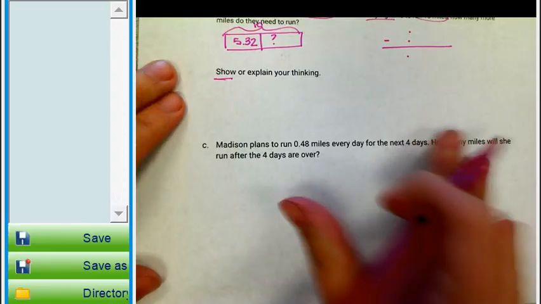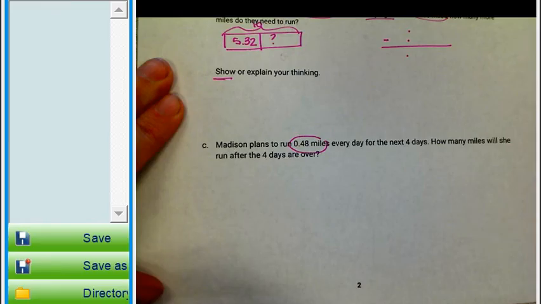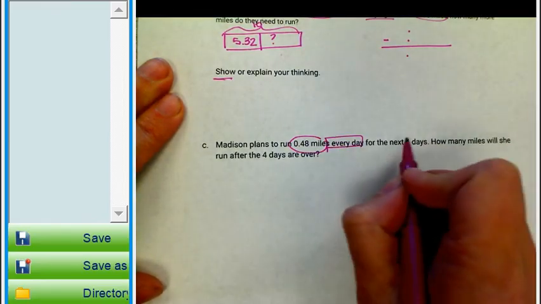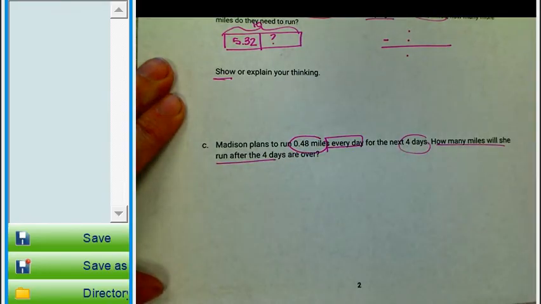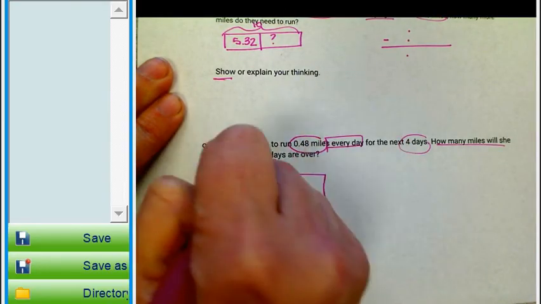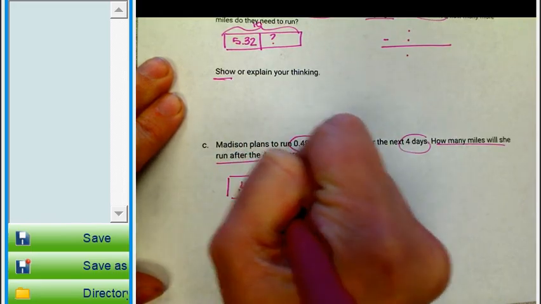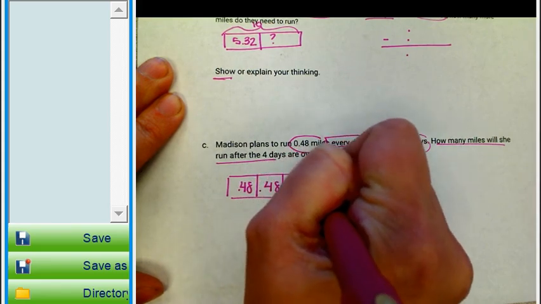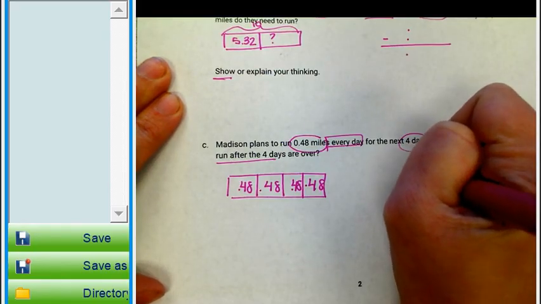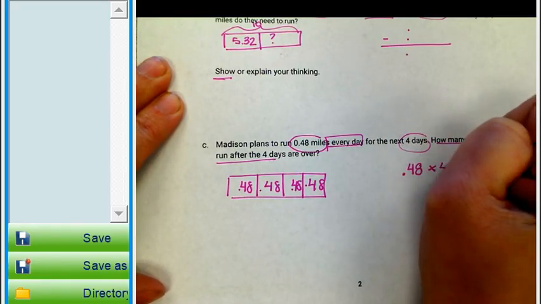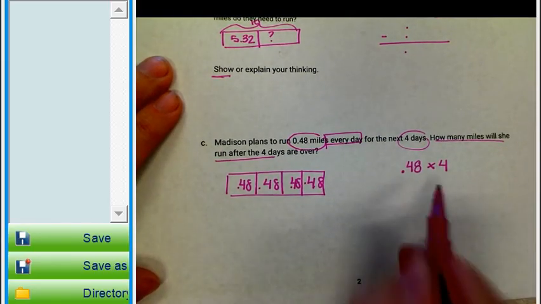The last question is C, where it tells us that Madison plans to run 0.48 miles every day for the next 4 days. And we want to figure out how many miles she's going to run when those 4 days are over. So if you think through, and we're running 4 days, and each day is 0.48 miles, you can do repeated addition, or even easier would be to turn it into a multiplication and take your 0.48 and multiply it by 4. Make sure you show the work so you can get full credit in that problem.